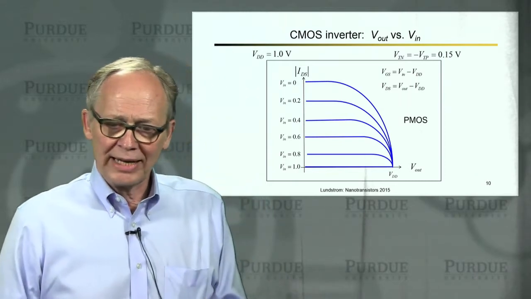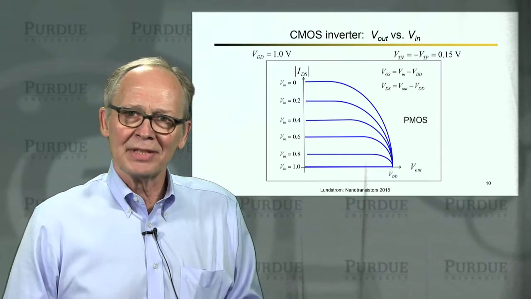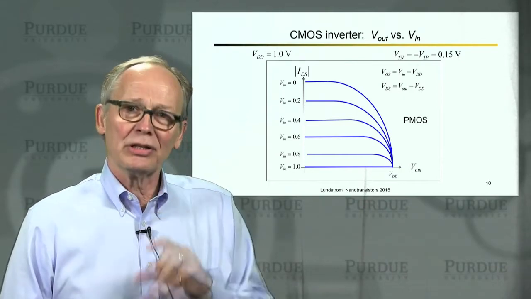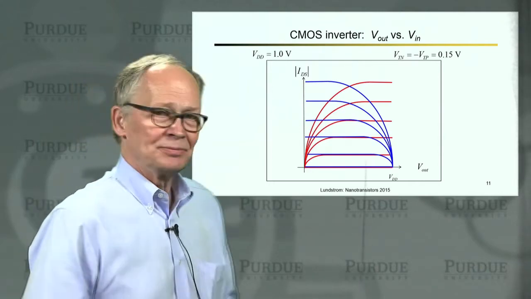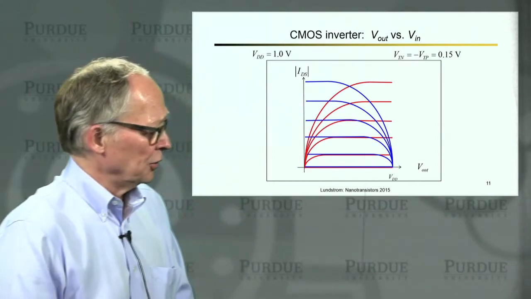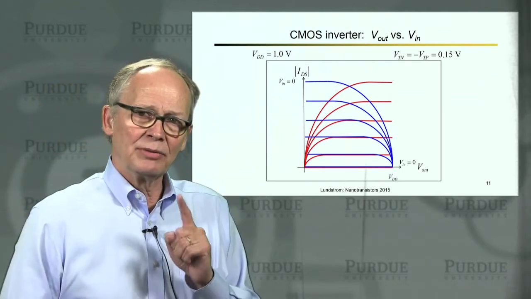So those are my NMOS and PMOS transistors. These two transistors are connected in series. So that means that the two currents have to be equal in this circuit. So let me plot them on the same axes, and let's see if we can figure out how this inverter works. Okay, so let's first of all pick input voltage 0.